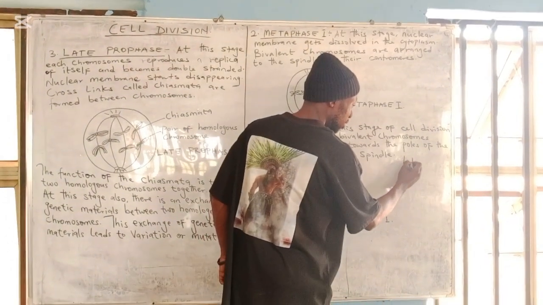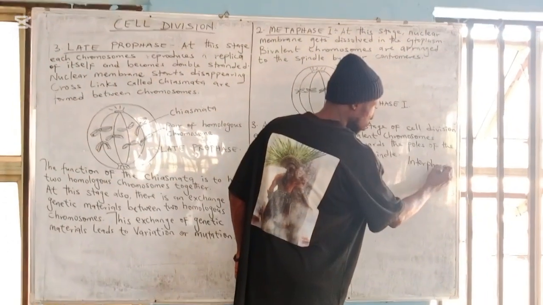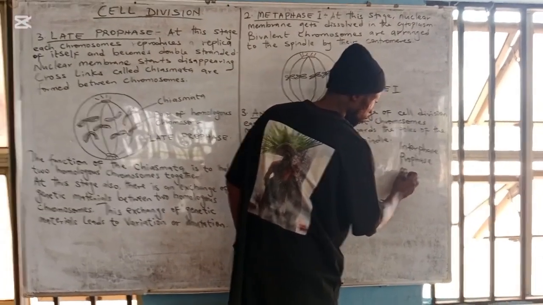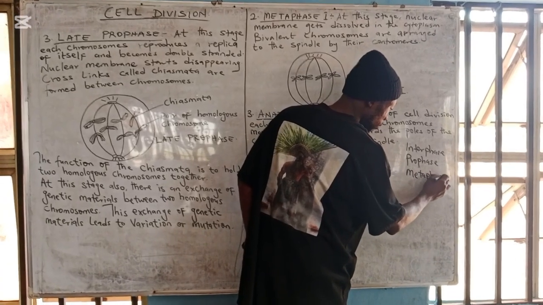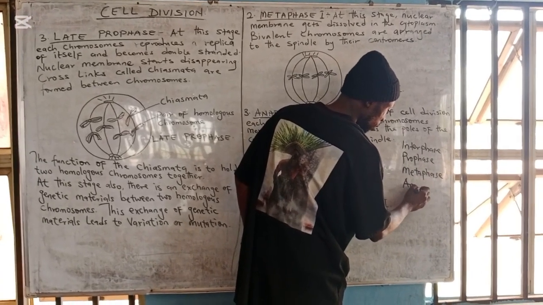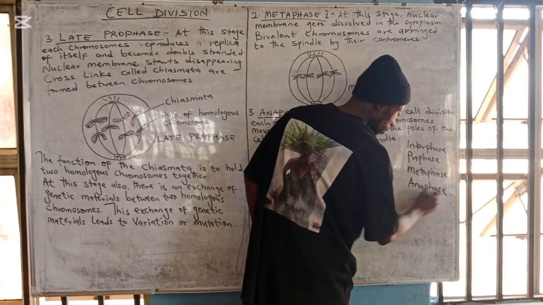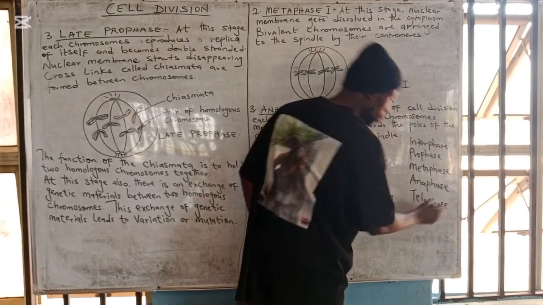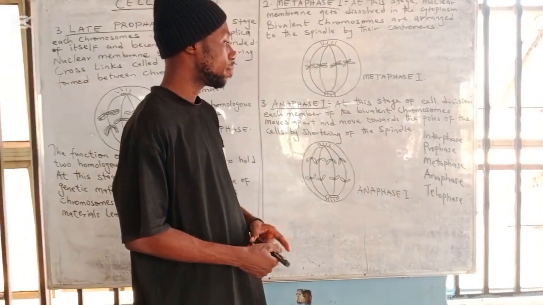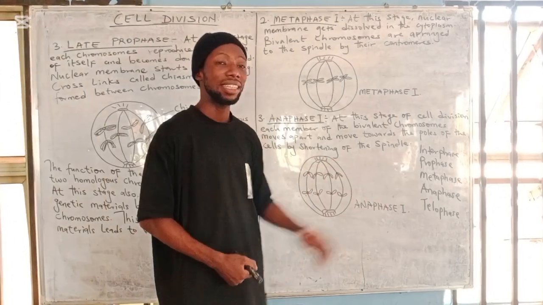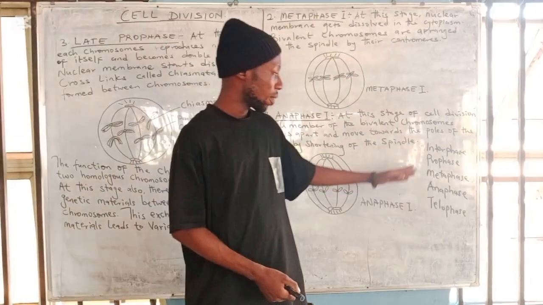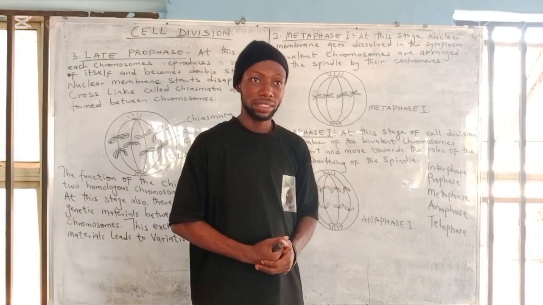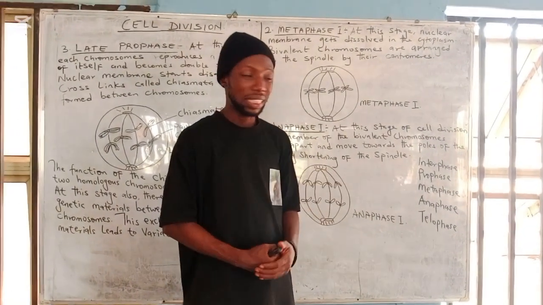The interphase, the prophase, metaphase, anaphase, and telophase are the stages of cell division. Okay, I've discussed in the last video that interphase is the resting stage or the preparatory stage because nothing is happening at this stage of cell division.